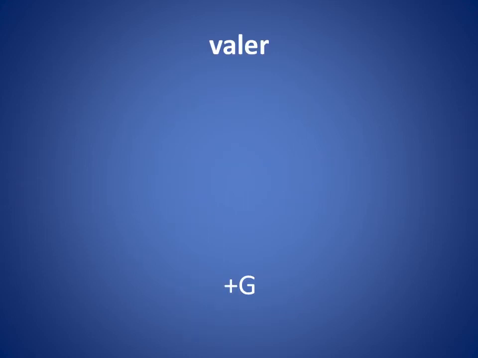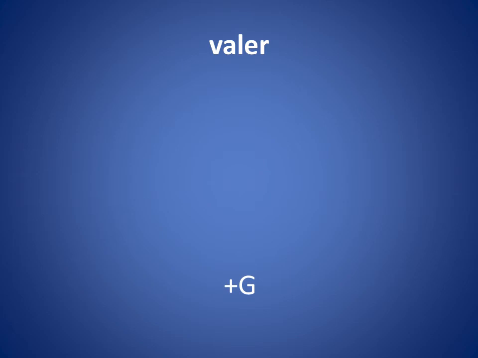So pause the video. Try to conjugate valer. You know it's going to have the same pattern that we've been seeing. You're going to add the G between the stem and the conjugated endings in the appropriate places. So pause the video and give it a go.